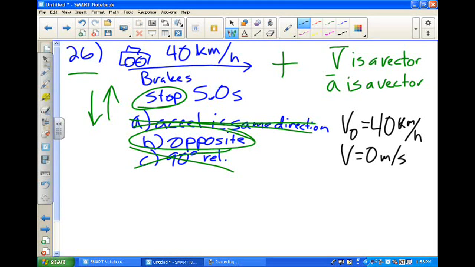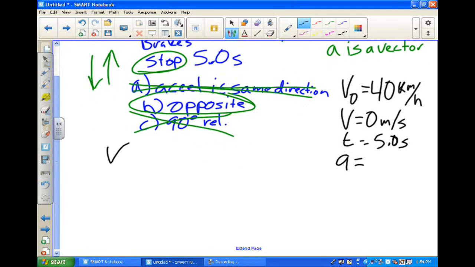So now let's list our variables. We're given that the initial velocity is 40 kilometers per hour, the final velocity is 0 meters per second, and then the time is 5 seconds, and then we're asked to find the acceleration, which we expect to be negative. The only issue really that we have to do first is that our initial velocity is in kilometers per hour, so we've got to convert the kilometers per hour to meters per second for the math to work out.